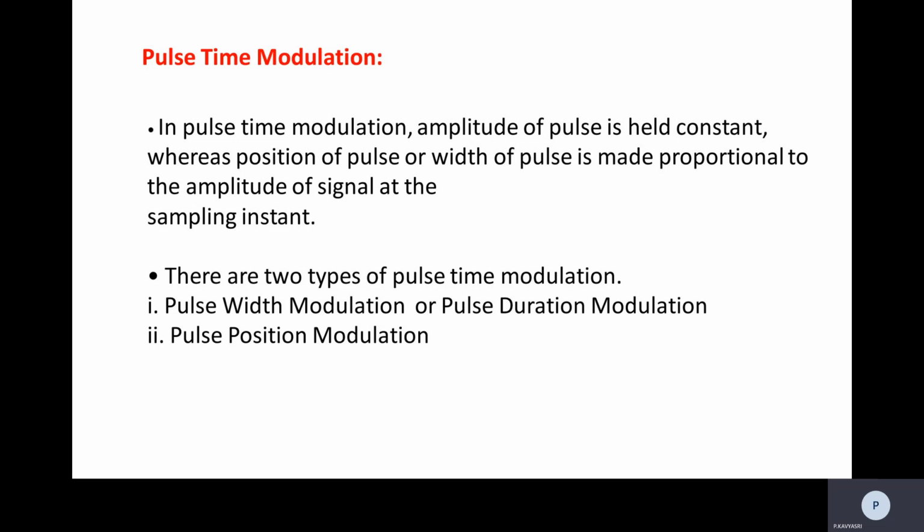In PAM, the amplitude varies and the remaining parameters are constant, right? Here in pulse time modulation, the amplitude of a pulse is held constant, whereas the position or width of a pulse is made proportional to the amplitude of the signal at the sampling instant. So in pulse width modulation, the width varies, and in pulse position modulation, the position varies. Now we'll see them one by one.